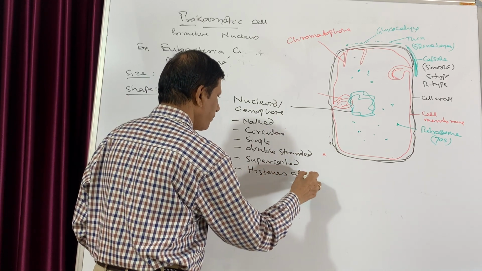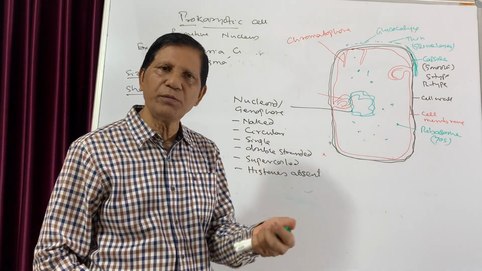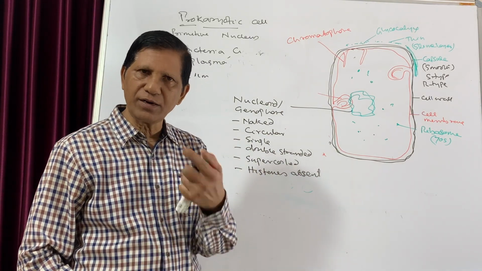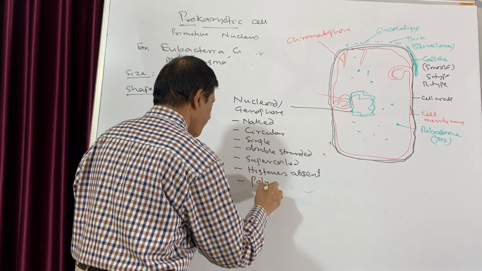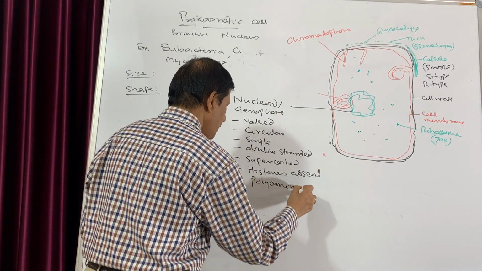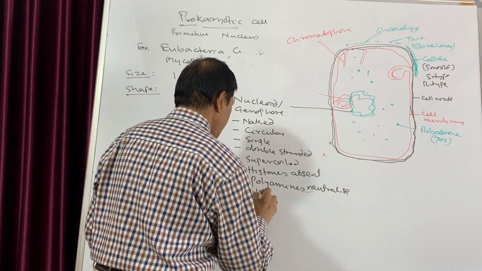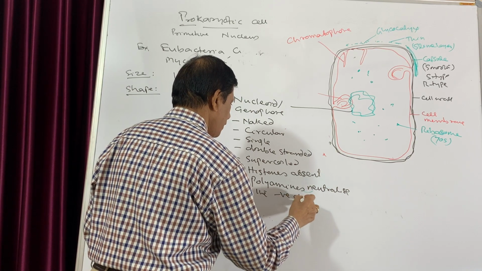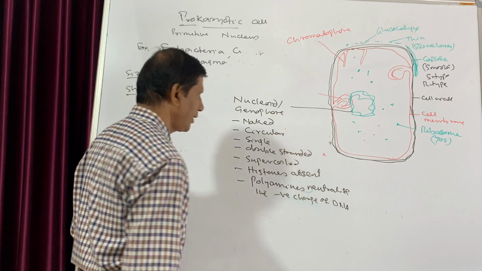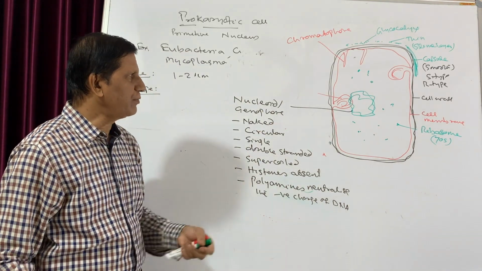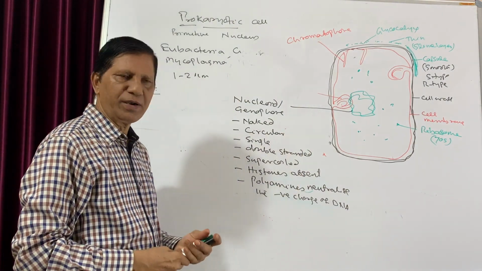Histones absent. Then you may ask, if histones are absent, how will the negative charge of the DNA be neutralized? There is another alternative, usually polyamines. Polyamines neutralize the negative charge of DNA. So this is the character of the nucleoid or genophore, that is the genetic material.